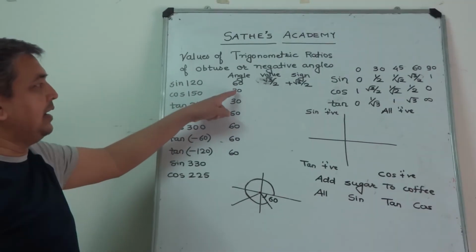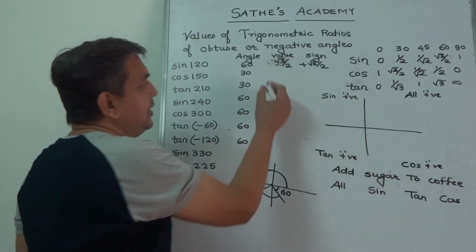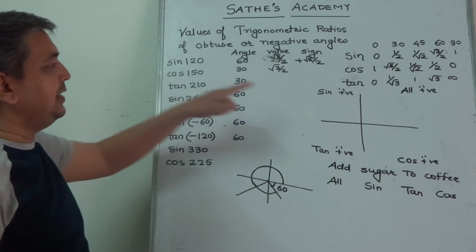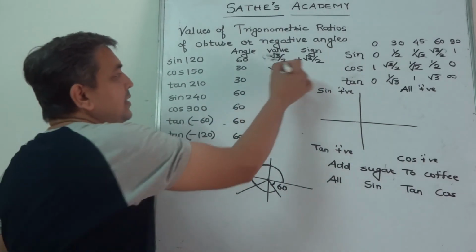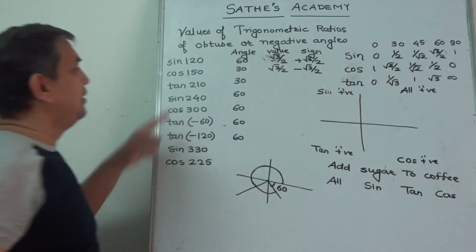150 degrees, the angle is 30 degrees. We want cos 30. Cos 30 is root 3 by 2. This angle lies in the second quadrant. In the second quadrant sine is positive but cos is negative. So minus root 3 by 2.